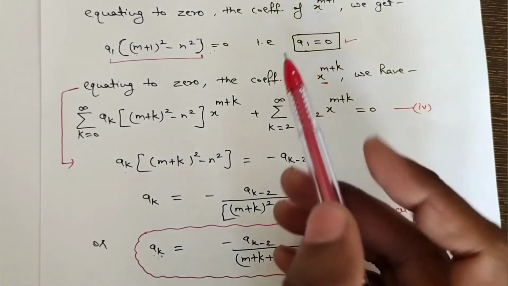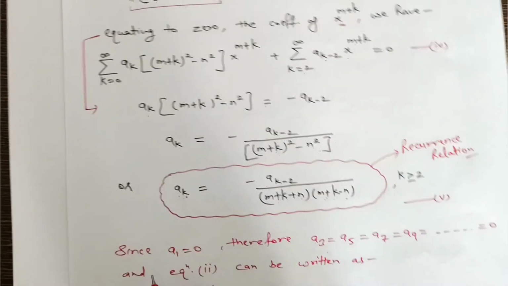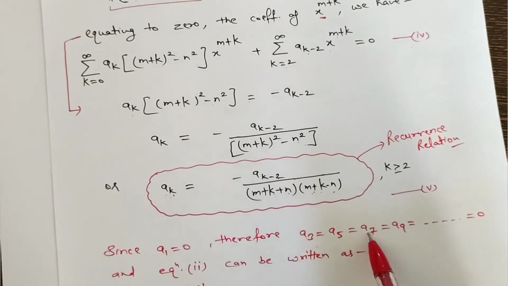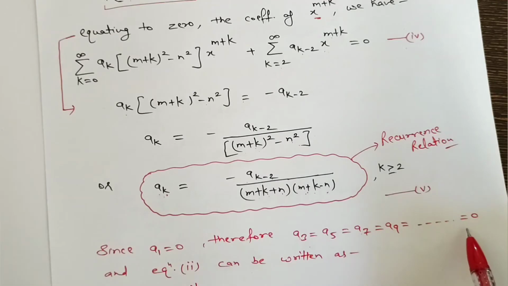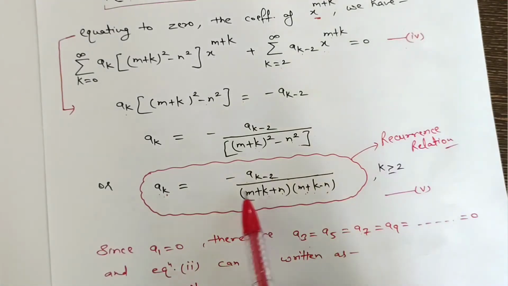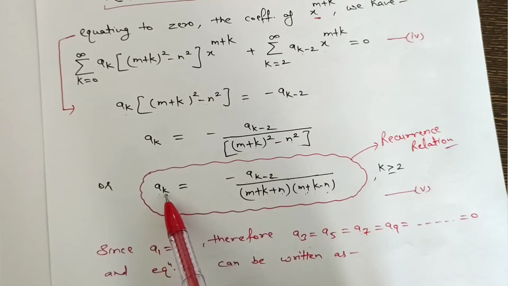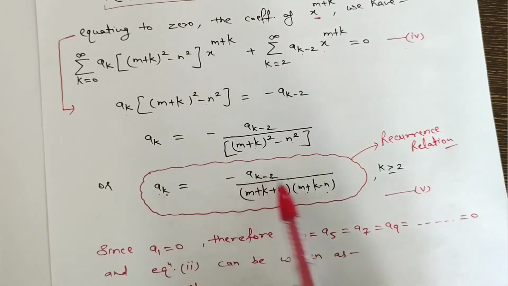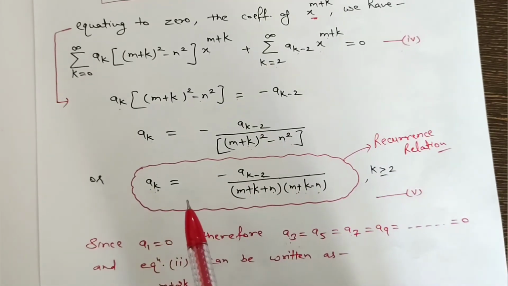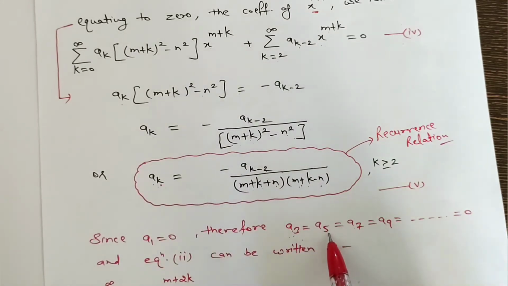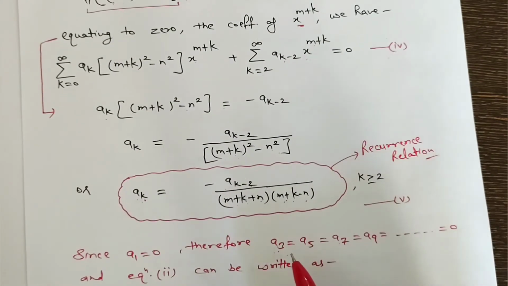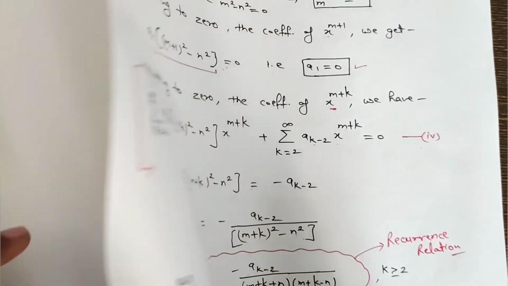So on the behalf of that a1 equals to 0, we can say a3, a5, a7, a9, all odd coefficients will be 0, because a1 is 0. So when we find a3, we have to put k equals to 3 here. So a3 will be in terms of minus a1, and a1 is already 0. So a3 will also be 0. Since a3 is 0, when we determine a5, that will also come out to be 0. So therefore we can write all odd coefficients including a1 are 0. Clear?